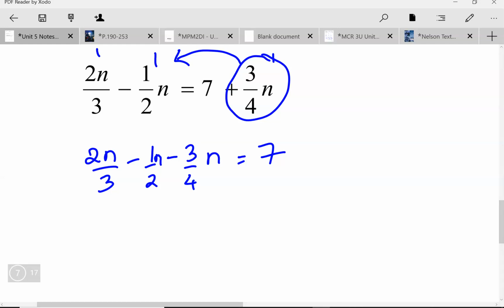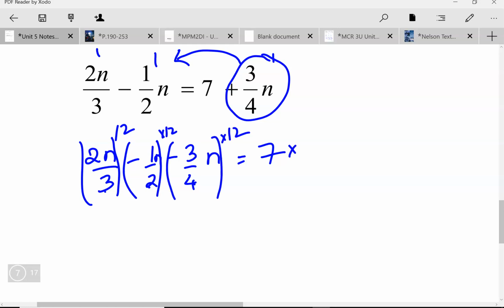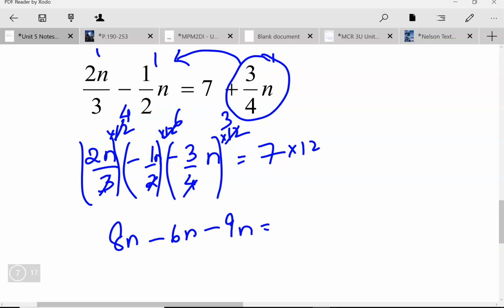Right, and now again, the common denominator between 3, 2, and 4 is actually 12. So I'm going to multiply this entire thing by 12, this entire thing times 12, this entire thing times 12, and do 7 times 12 as well. So 3 and 12, I'm going to cross cancel: 8n minus 6n minus 9n is 84.